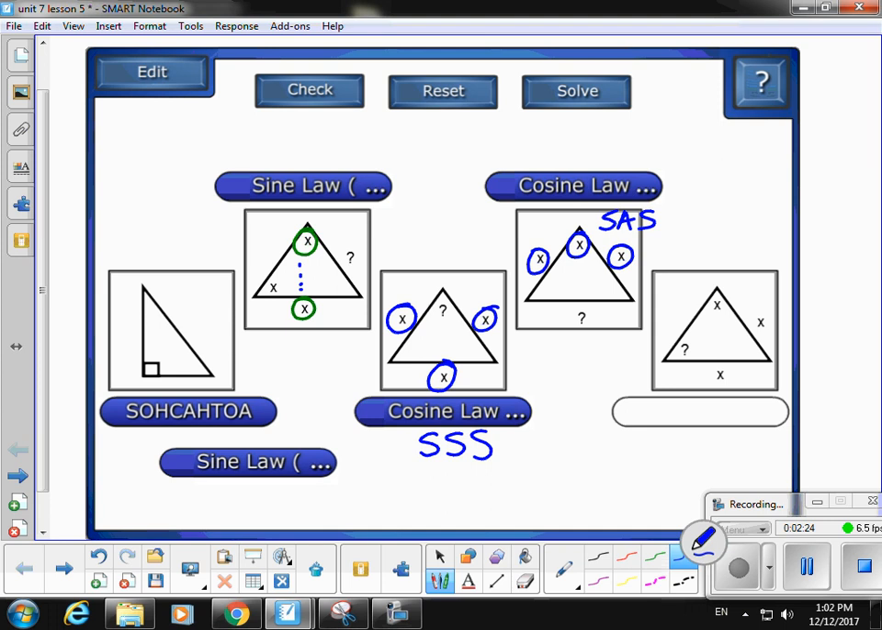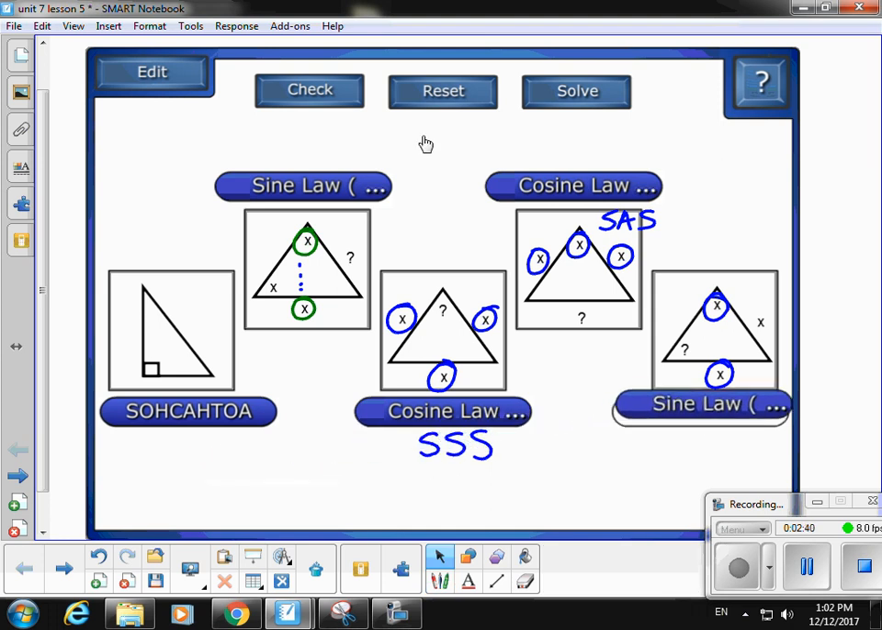Okay, last one. It is not a right angle triangle. I can't use SOHCAHTOA or Pythagorean theorem. I am looking to see if I have an angle side pair complete, and I do. I have a side across from an angle. The sine law would be my best choice.